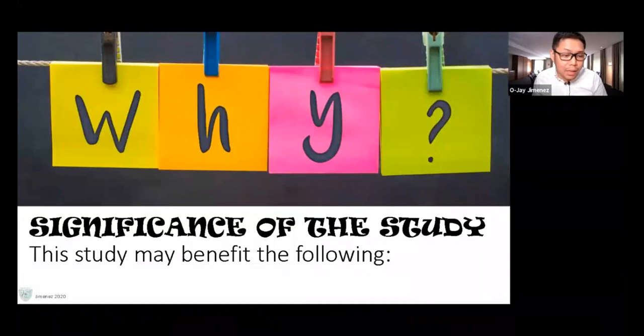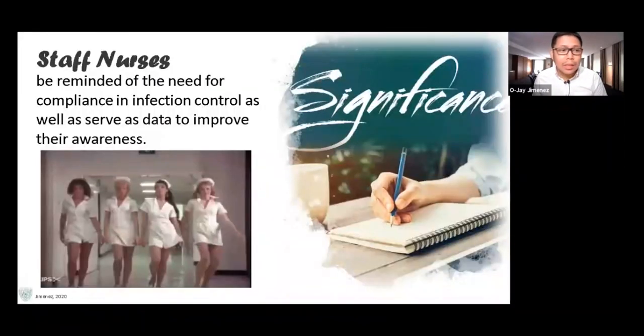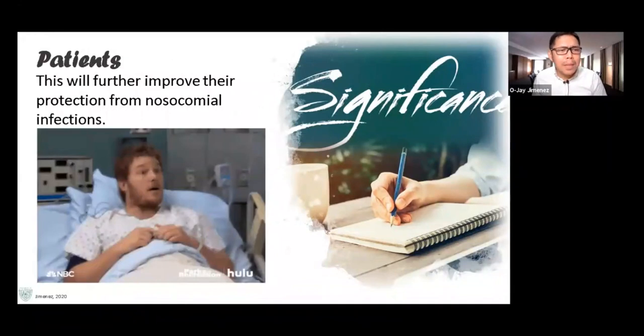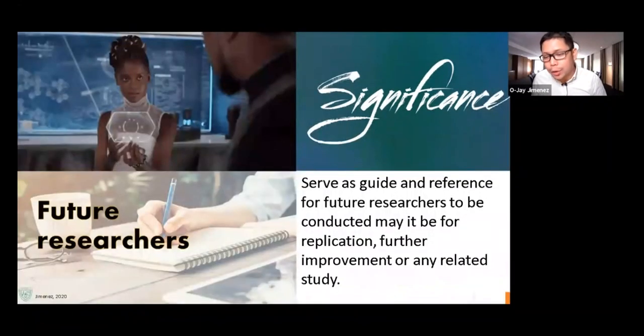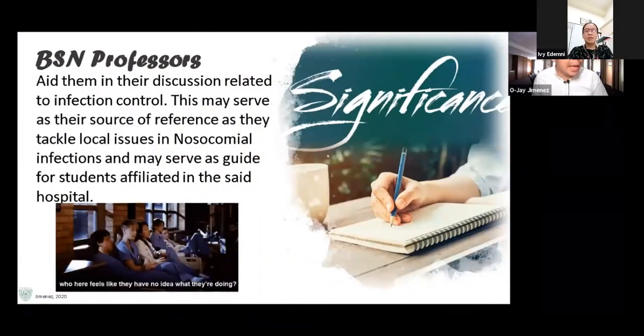So what is the significance of this study? First and foremost, it will help the hospital administration in reviewing their current hospital policy and implementation of rules and practices in infection control. It will also help remind the nurses to comply with the infection control measures, especially during this pandemic. It will also help the patients be further protected from nosocomial infections. For future researchers, it will serve as a guide and a reference for studies to be conducted, may it be for replication, further improvement, or any related study. Last but not least, for the BSN professors, it may help them in their discussion related to infection control. This may serve as their source of reference as they tackle local issues in nosocomial infections, which is very relevant in today's pandemic.